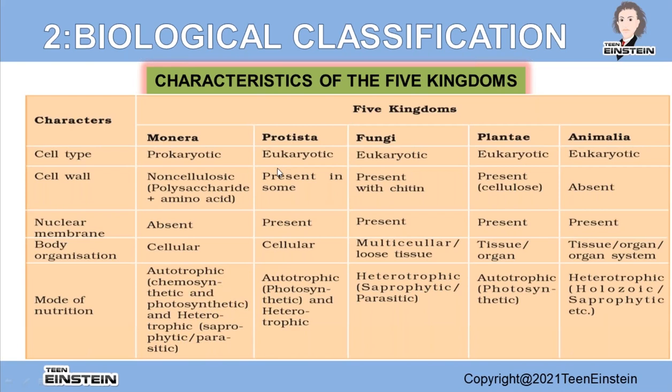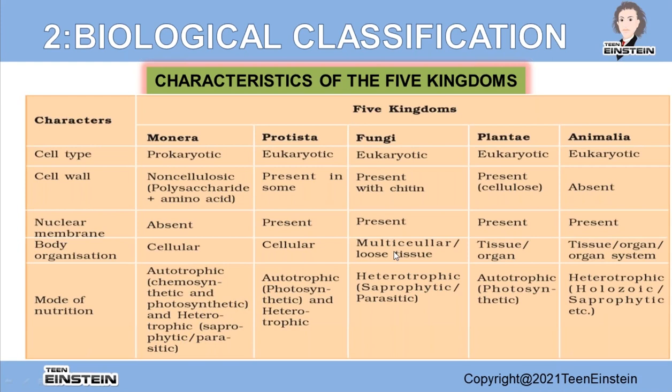Next is kingdom fungi. Fungi means the cell type is eukaryotic. From here on you can see only eukaryotic cell types. Only in Monera do you have prokaryotic cells. In fungi, the cell type is eukaryotic, and the cell wall is made of chitin. The nuclear membrane is present, since it is a eukaryotic cell.